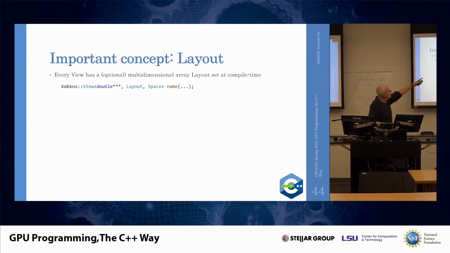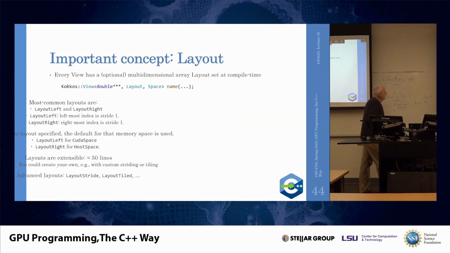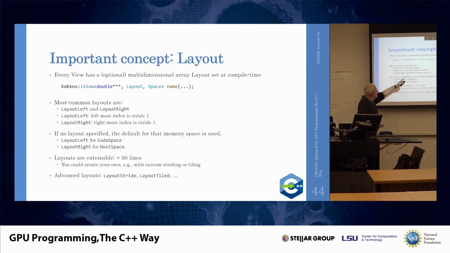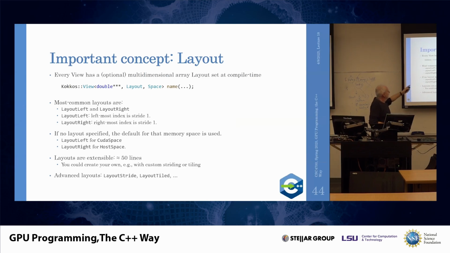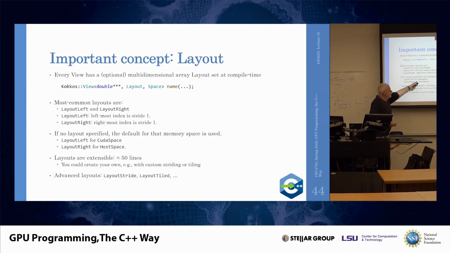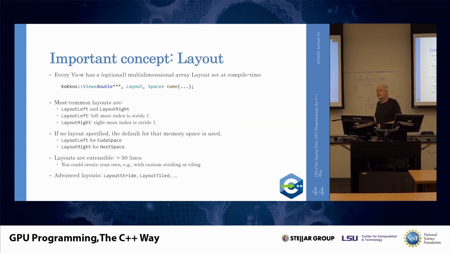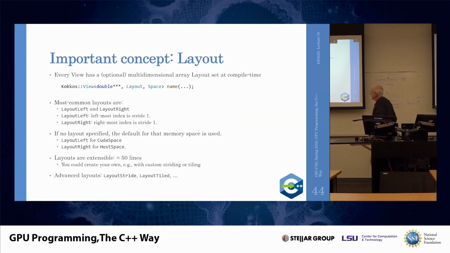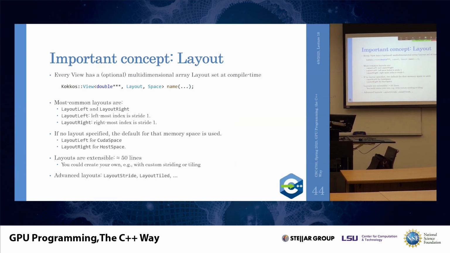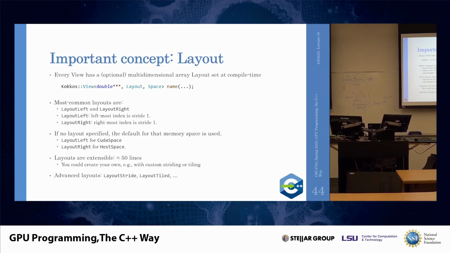So you can specify a layout explicitly. There are different predefined layouts. Layout left is the leftmost index has stride 1. Layout right, the rightmost one has stride 1. Layout left is for CUDA space. Layout right is for the CPU space. You can write your own layouts if you want with custom striding, but there are some striding and tiling layouts predefined for you if you need them.